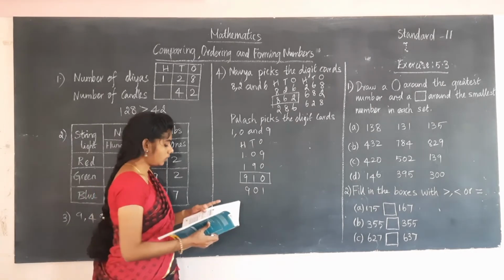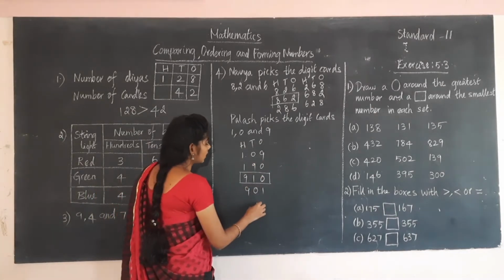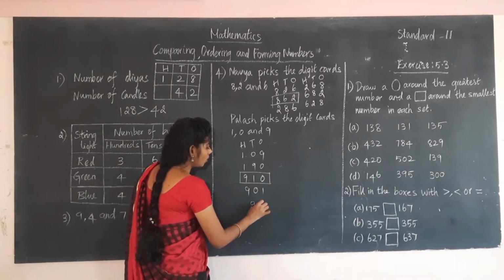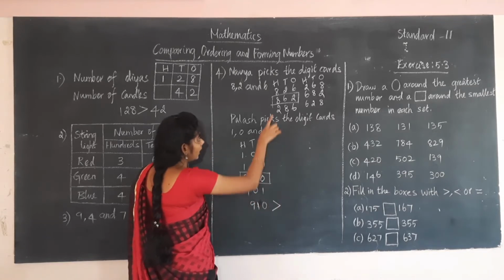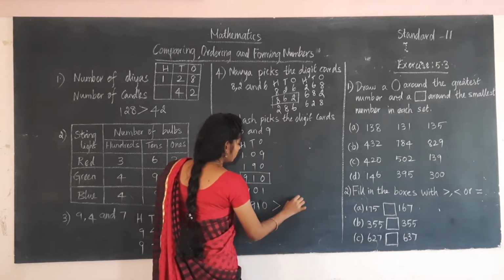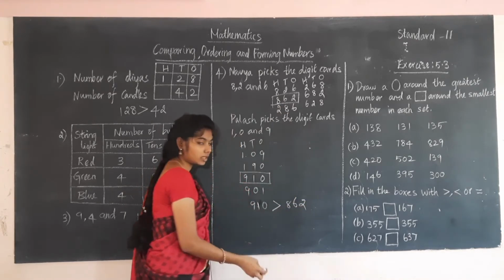So now how will you write the number? By presenting the sign: 910 is greater than 862. So Plush wins the game.